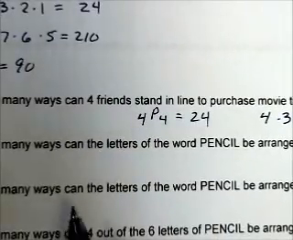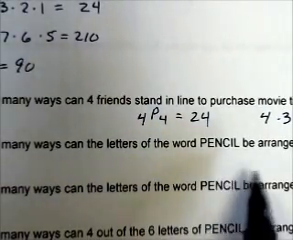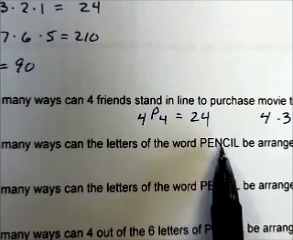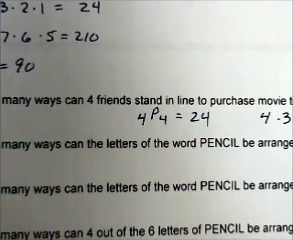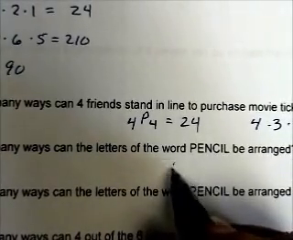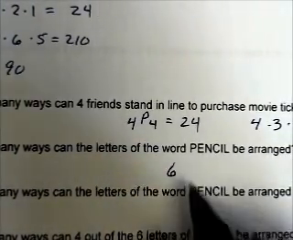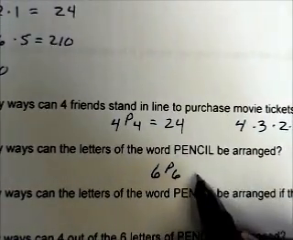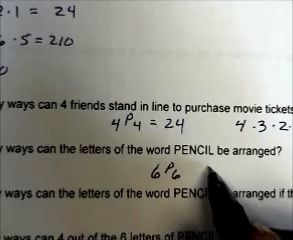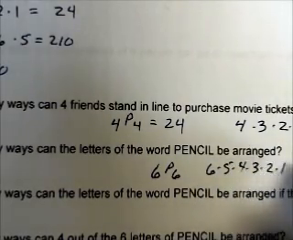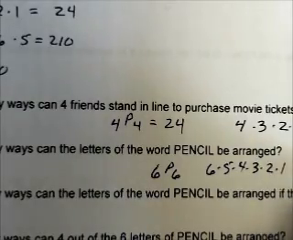The second example, how many ways can the letters of the word pencil be arranged? Well, how many letters are there? There's 1, 2, 3, 4, 5, 6. So this would be 6-letter arrangements taking 6 at a time. 6P6, go to the calculator, or 6 times 5 times 4 times 3 times 2 times 1, which is 720.